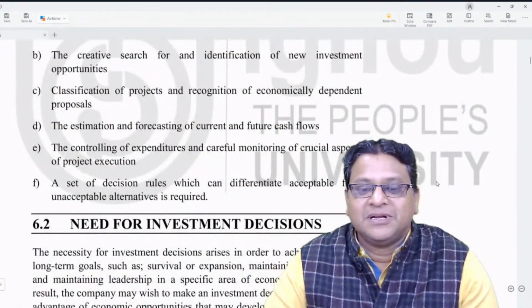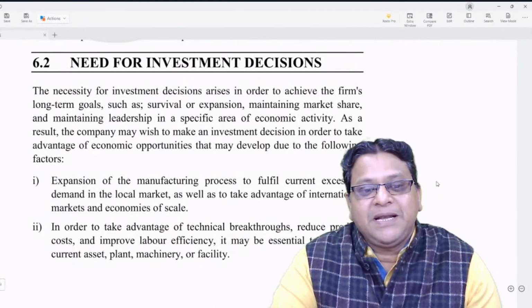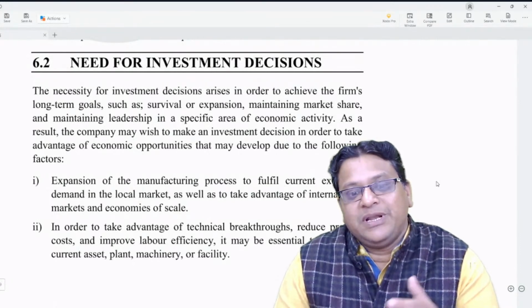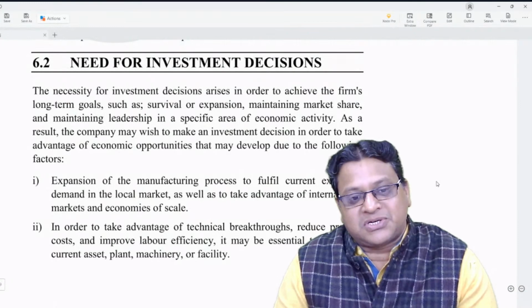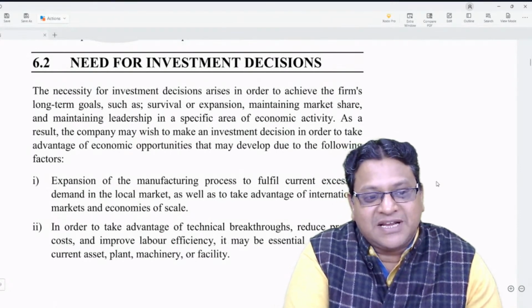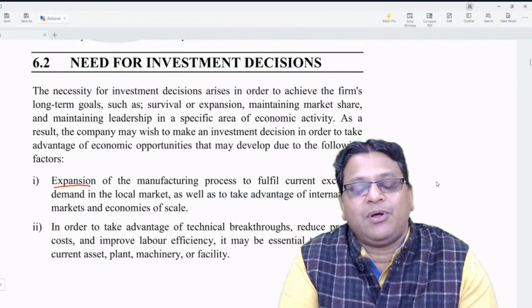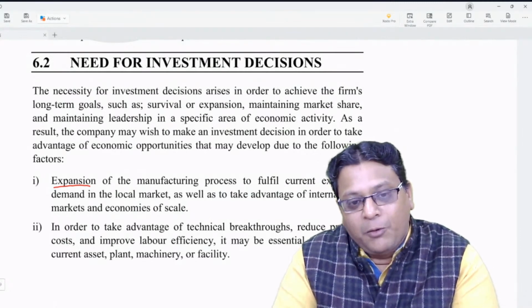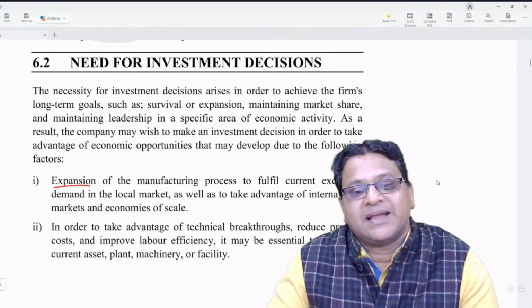So what are the different types of capital investment decisions? Why are capital investments necessary? Generally, capital investments are necessary for setting up a business. When you start a new business, we have to start a new project. You have to launch a new product. We have to take this decision. Next, capital investment decisions are required for expansion. If we want to expand our business, if we want to enter into new operations or diversify our business, we require capital budgeting decisions. For expansion, we require capital budgeting decisions.